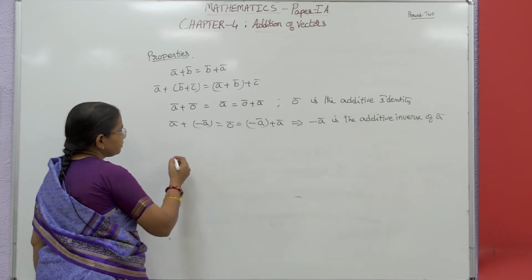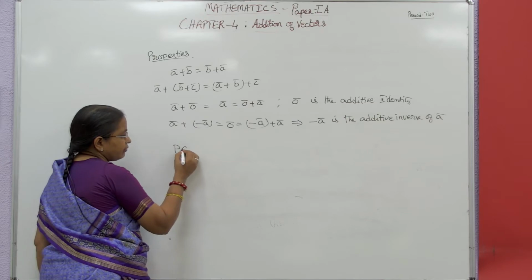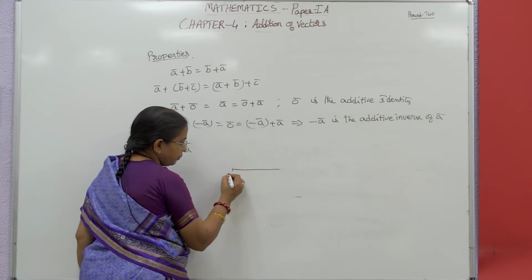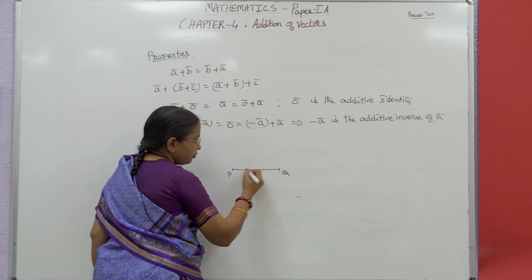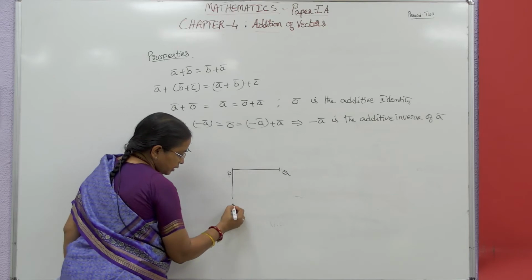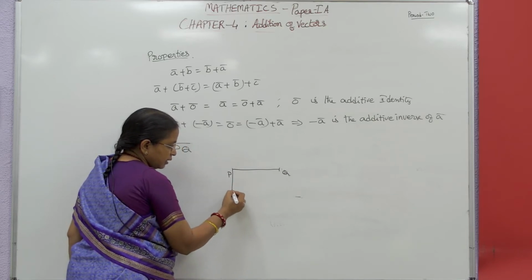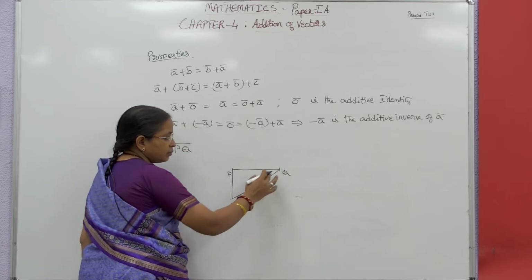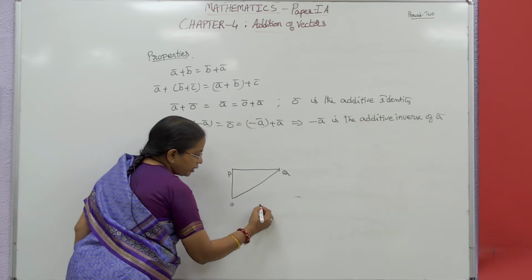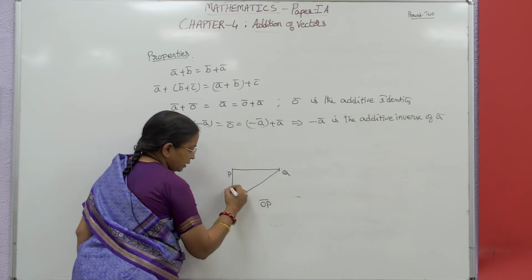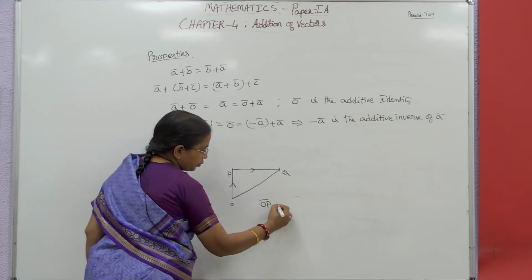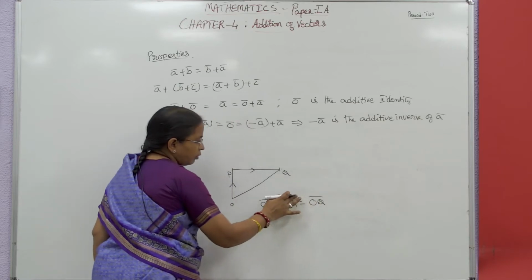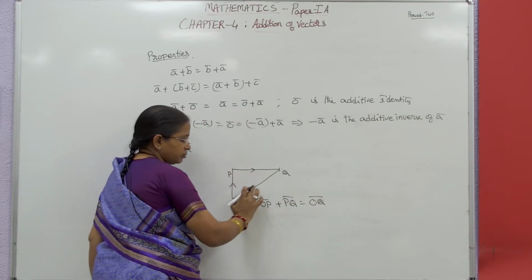Okay, next we'll find the vector PQ. Suppose you have a vector PQ, with points P and Q. Now suppose that vector OP is the position vector of P and vector OQ is the position vector of Q. According to the triangle law of vectors, OP plus PQ is equal to OQ.